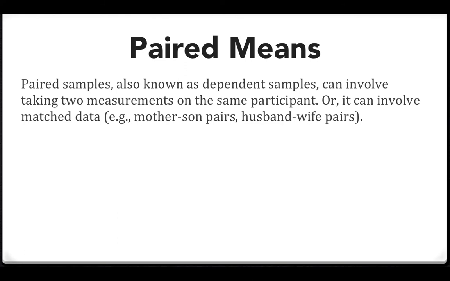In Lesson 1, we learned the difference between independent and matched paired designs. Paired samples, also known as dependent samples, can involve taking two measurements on the same participant, or it can involve matched data, for example, mother-son pairs or husband-wife pairs. You've seen some of these examples in StatKey, but StatKey treats these as single sample designs because the formulas and the procedures are the same with the added first step of computing differences.